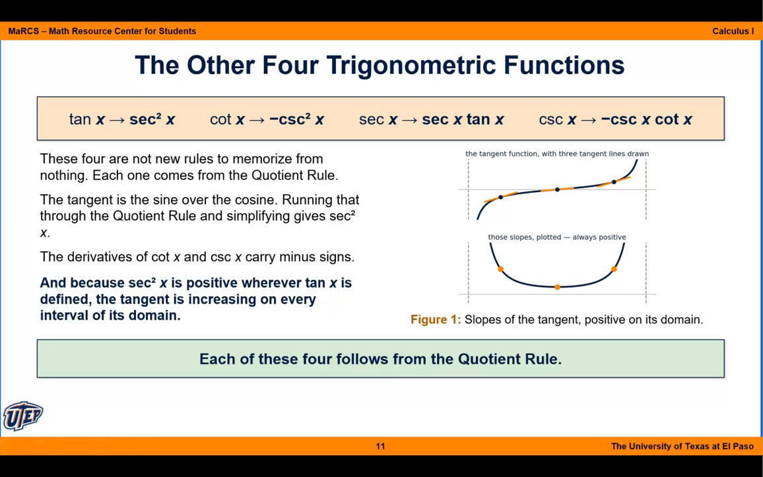Because sec² x is positive wherever tan x is defined, tan x is increasing on each interval of its domain. Also notice that the derivatives of cot x and csc x both contain a negative sign.